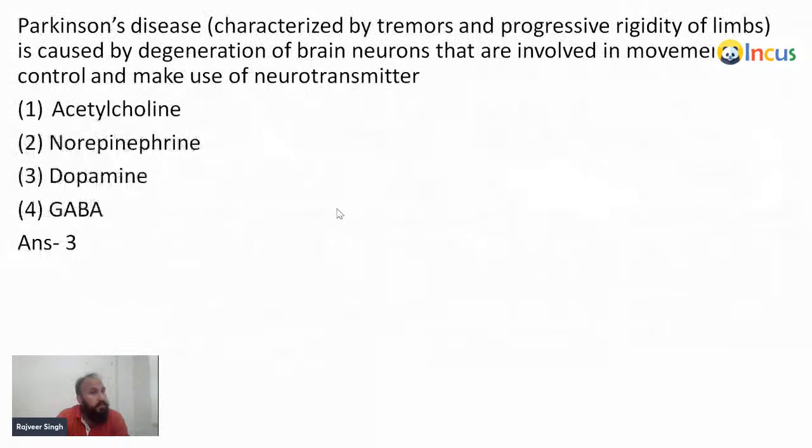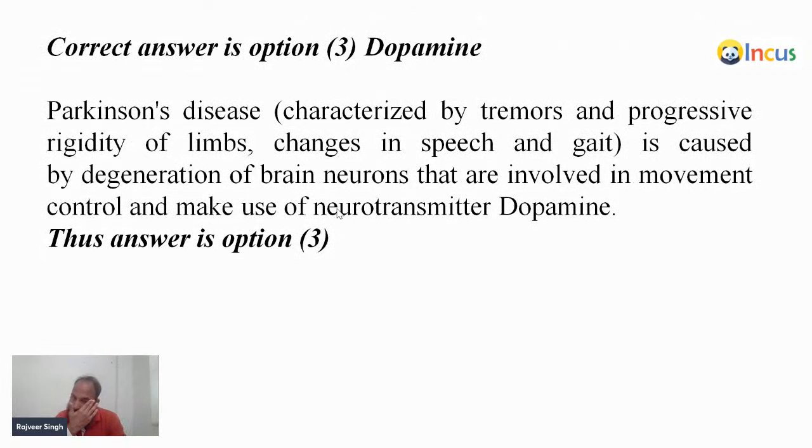Next question is about Parkinson's disease, characterized by tremors and progressive rigidity of the limbs. It is caused by degeneration of brain neurons that are involved in movement control and make use of which neurotransmitter? Acetylcholine, norepinephrine, dopamine, and GABA. The answer will be third. Dopamine is the right answer.